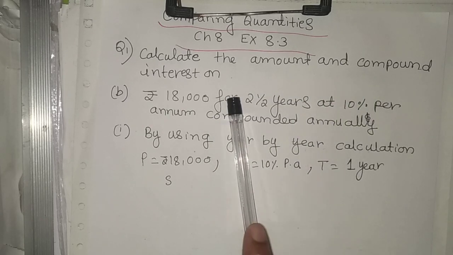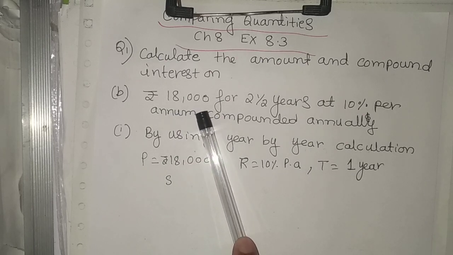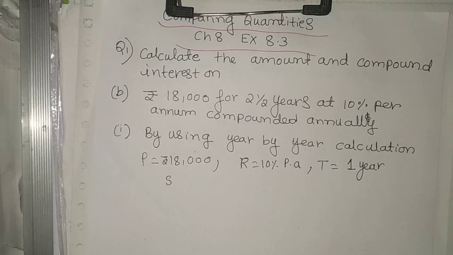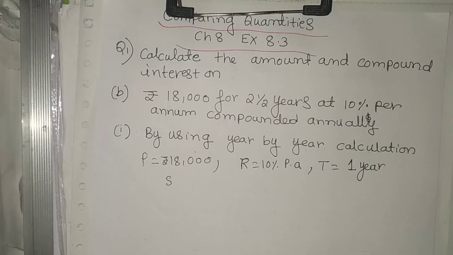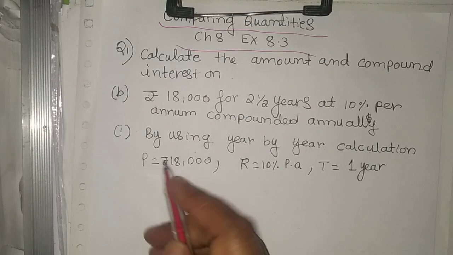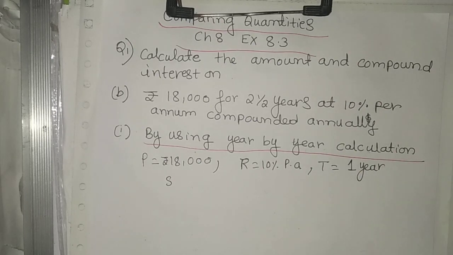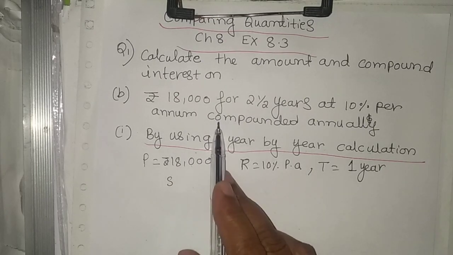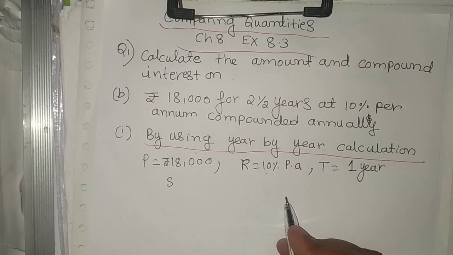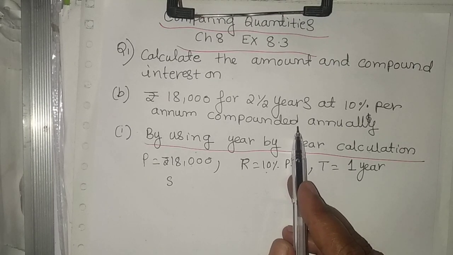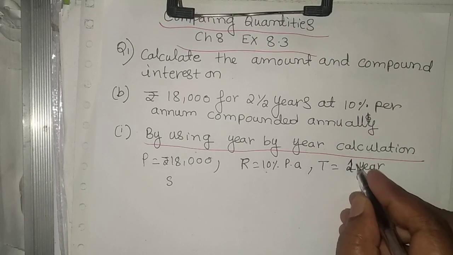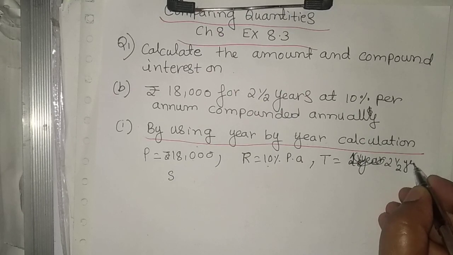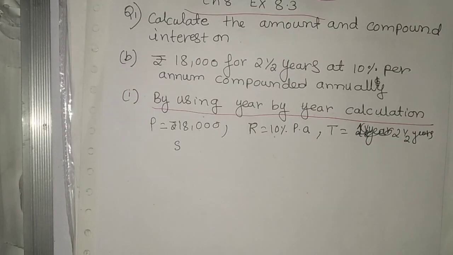Calculate the amount and the compound interest on rupees 18,000 for 2.5 years at 10% per annum compounded annually. There are two methods in this question also. The first is by using year by year calculation. The data given here is principal 18,000, rate of interest 10% per annum, and time 2.5 years.